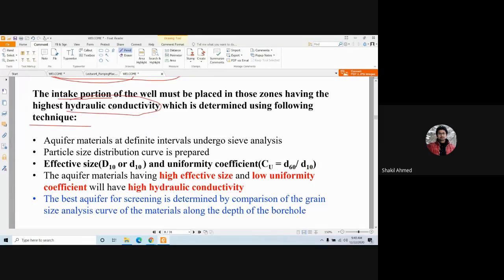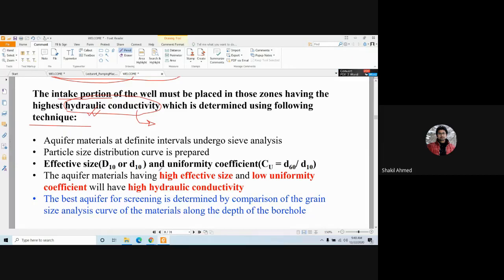Hydraulic conductivity means what, guys? Conductivity means the property of the soil which allows water to pass through it. Higher hydraulic conductivity means the water can easily pass through. Lower hydraulic conductivity means the water cannot easily pass through the soil. Okay, sir. That means the aquifer will have the higher hydraulic conductivity.